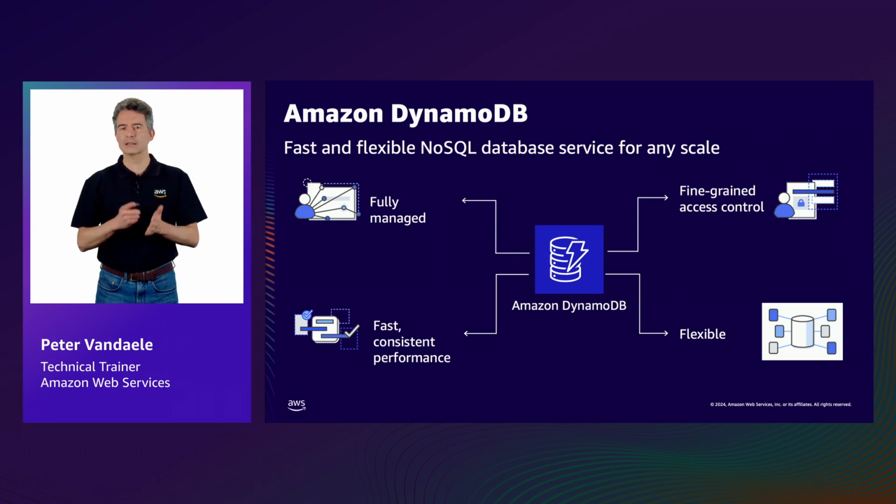DynamoDB offers single-digit millisecond response times, which will be sufficient for a lot of your workloads. However, sometimes your application needs even faster response times. In these cases, we have something called the DynamoDB Accelerator, or DAX for short, which is an in-memory cache that reduces response times down to microseconds.